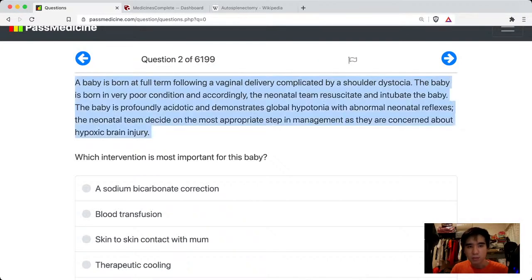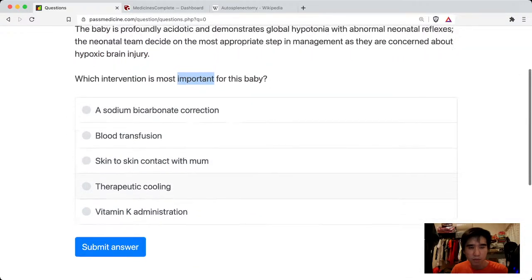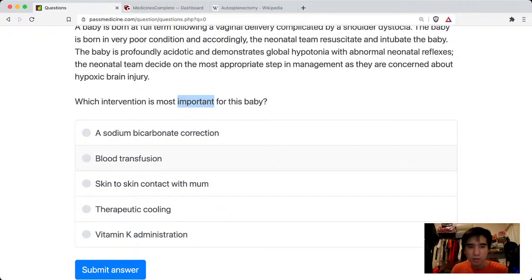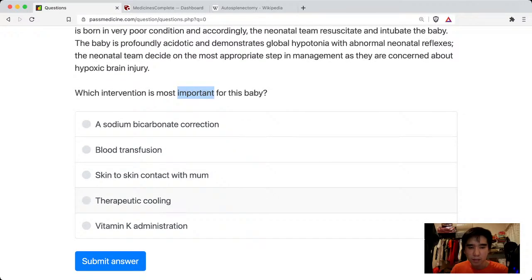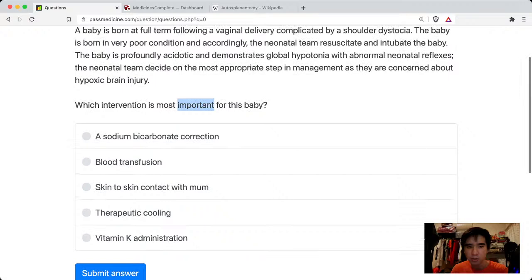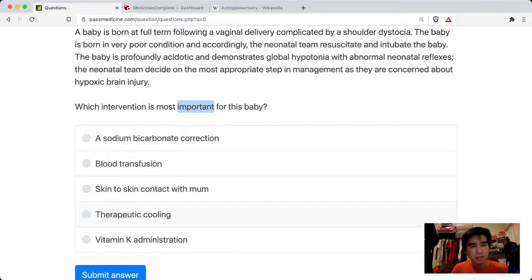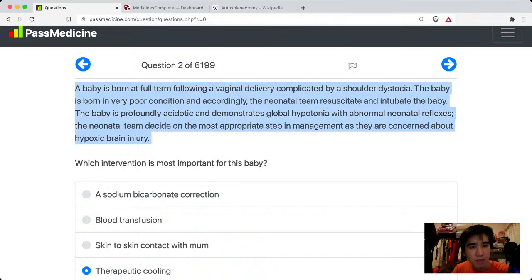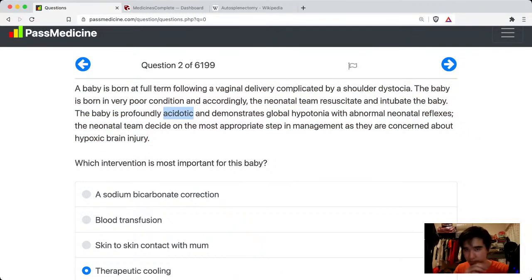So if you're concerned about hypoxic brain injury, what do you do? Sodium bicarbonate correction, blood transfusion, skin-to-skin contact with mom, therapeutic cooling, vitamin K administration. I think it's therapeutic cooling. Okay, let's look at the answers one by one. Sodium bicarbonate correction. Why would this help? Unless they are in acidosis? Yes. The baby is profoundly acidotic.